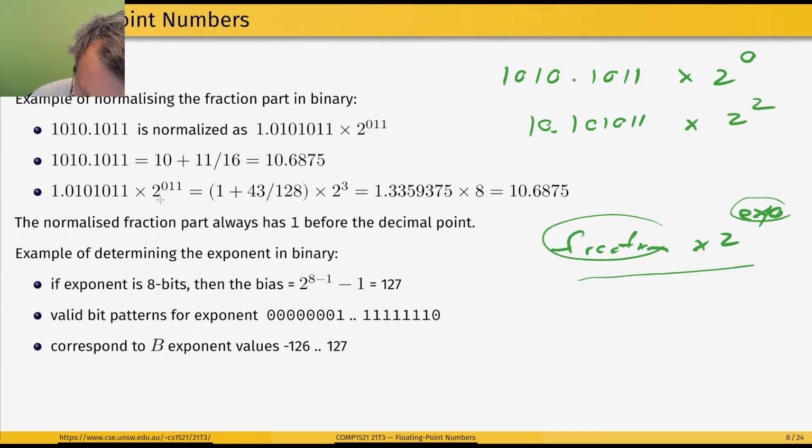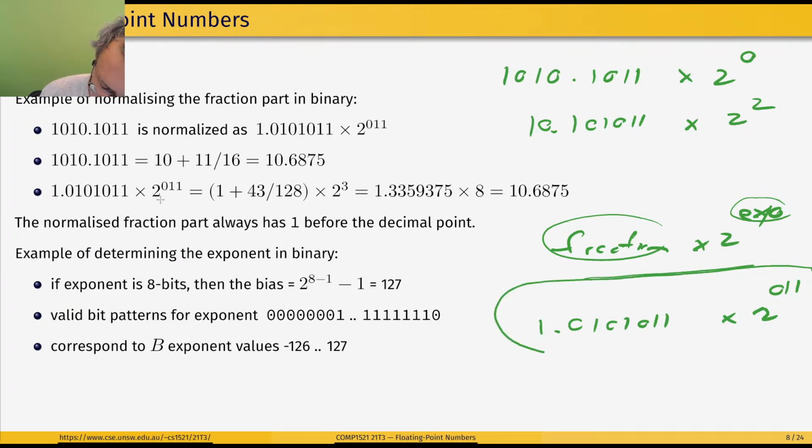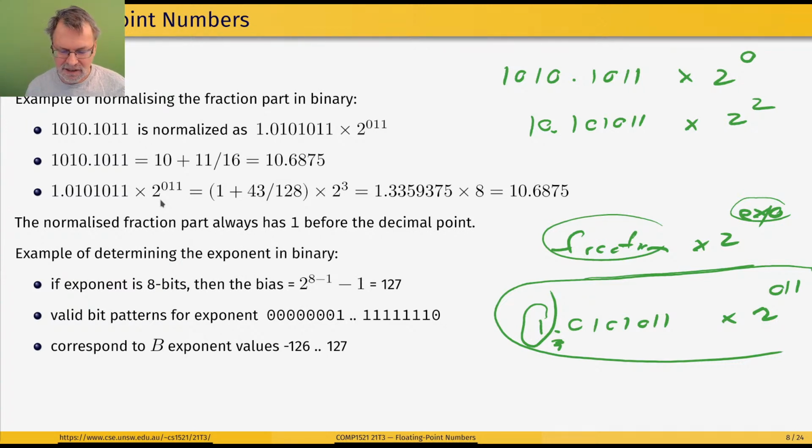The rule is that the decimal point will be always immediately after the first digit. So we'll always have 1.0101011 times 2 to the whatever. In this case it's 2 to the 011, or 3. So we'll always insist that the decimal point is immediately after the first non-zero digit. So there's always a 1 here. This gives us a unique fraction and a unique exponent.